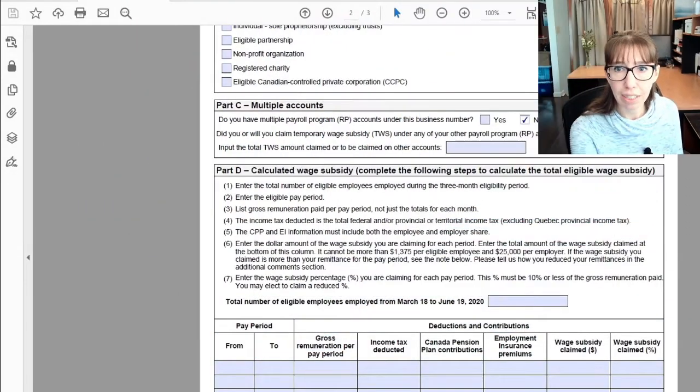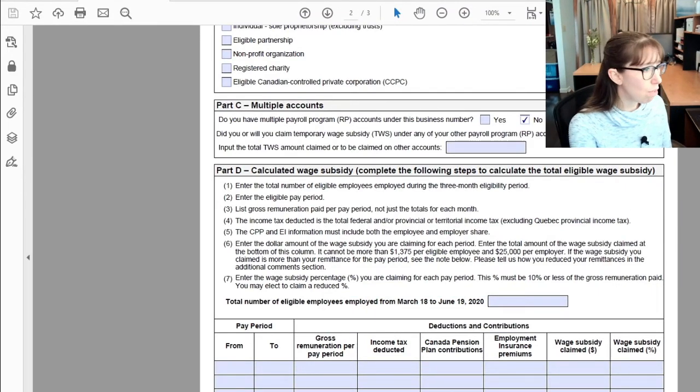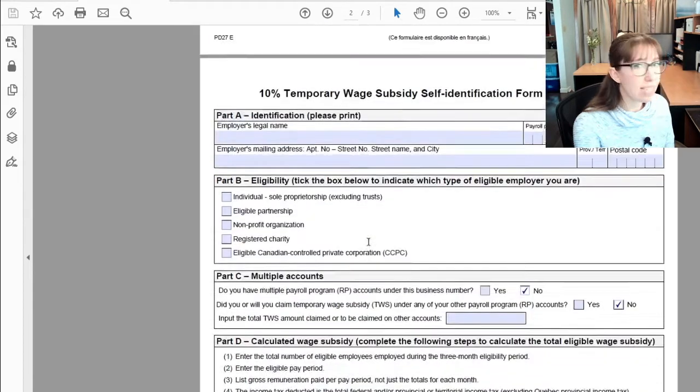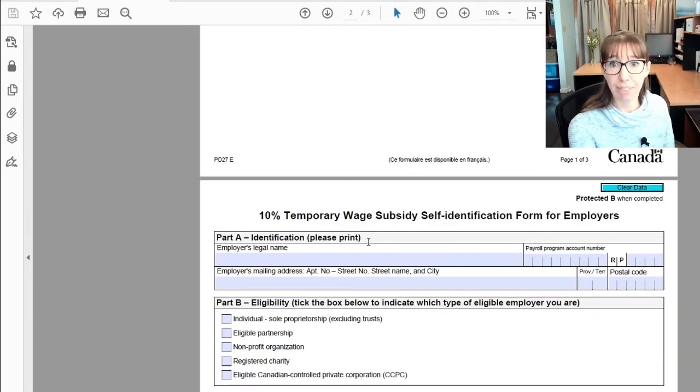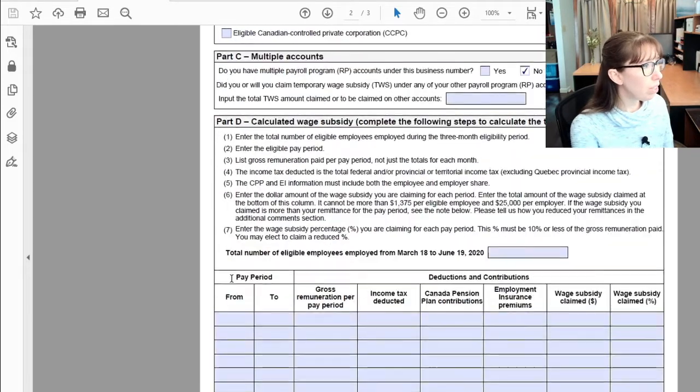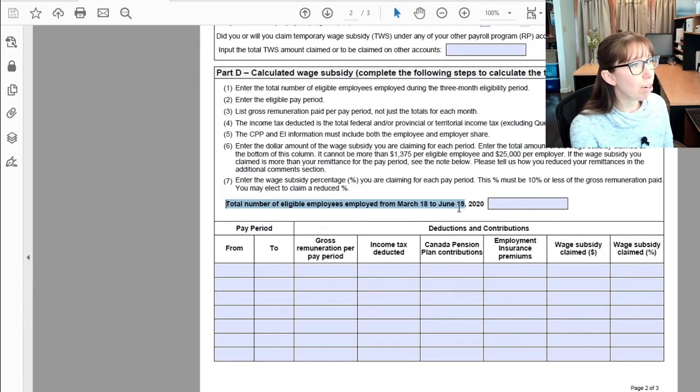And because of this, when the form didn't ask me for the pay date, but instead asked me for the pay periods, it made me question everything that I thought I knew. Let me show you what I mean by showing you the form here. So this is the temporary wage subsidy self-identification form that we're talking about. And what we're looking at right here is, it says, first of all, the total number of eligible employees employed from March 18th to June 19th. And I'm like, CRA, don't you mean paid? Or am I missing something? They should have said paid.